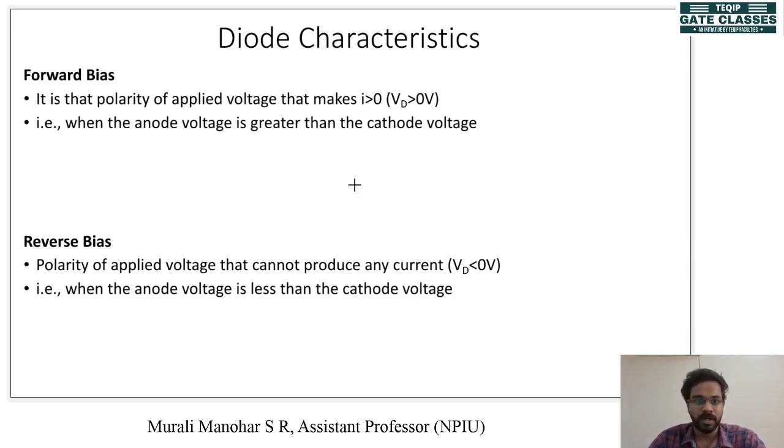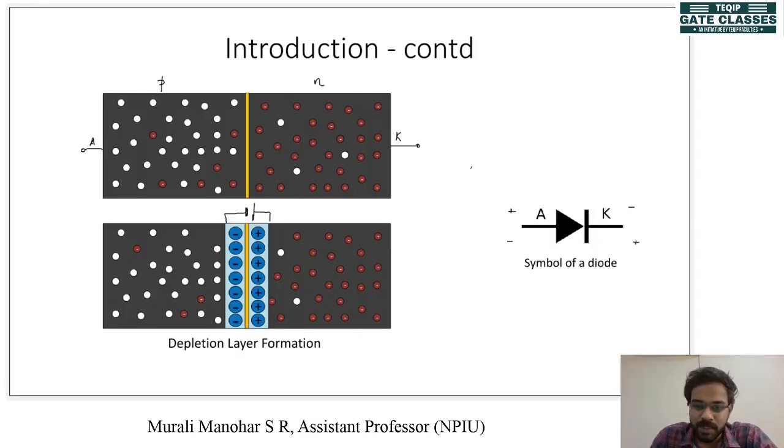Now we'll see what are the different characteristics of a diode. Before we get into the characteristics, we need to see how we can connect a diode in a circuit. There are two terminals available to us. We can give positive potential here and negative potential here, or we can give negative potential here and positive potential here. So when we give positive potential at the p-type material and negative potential at the n-type material, you can see that now this is connected to positive potential, this is connected to negative potential.